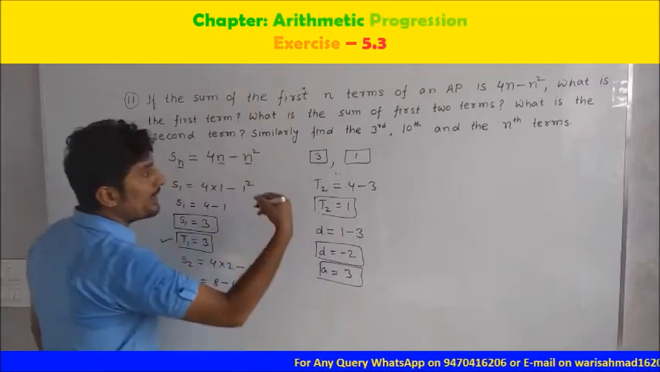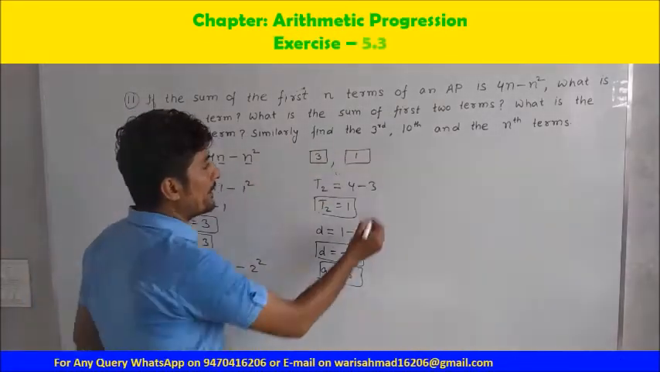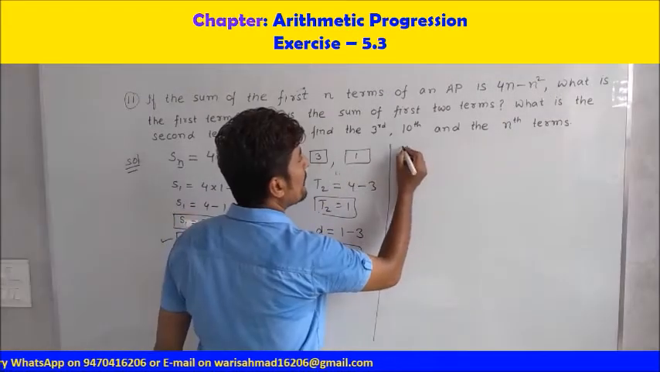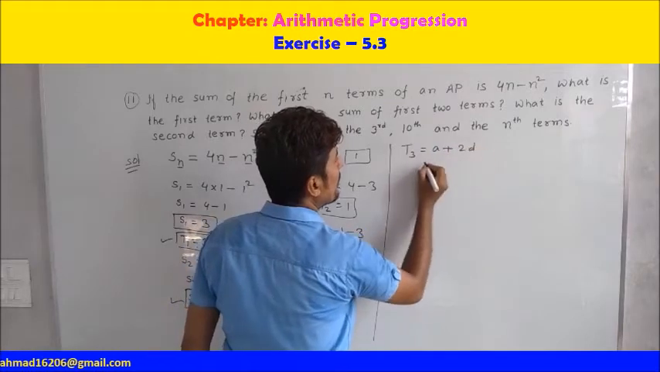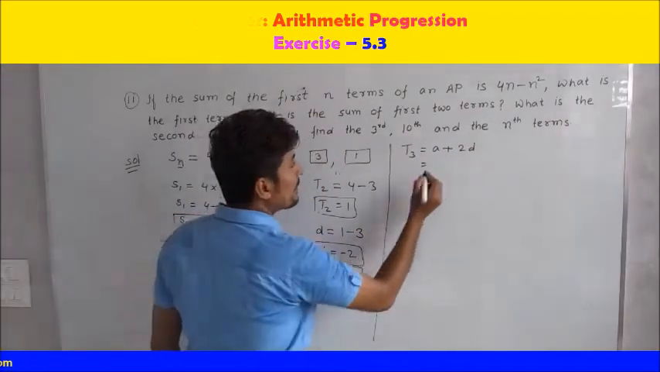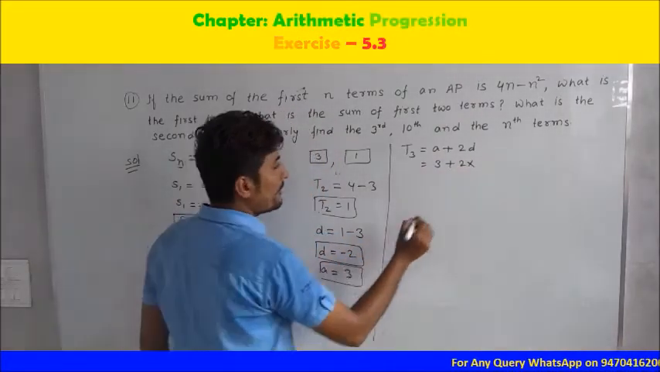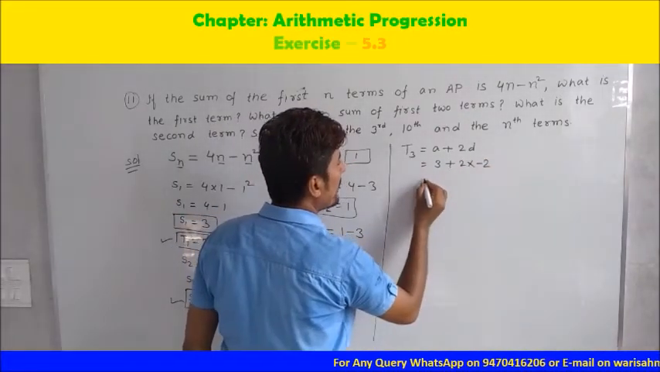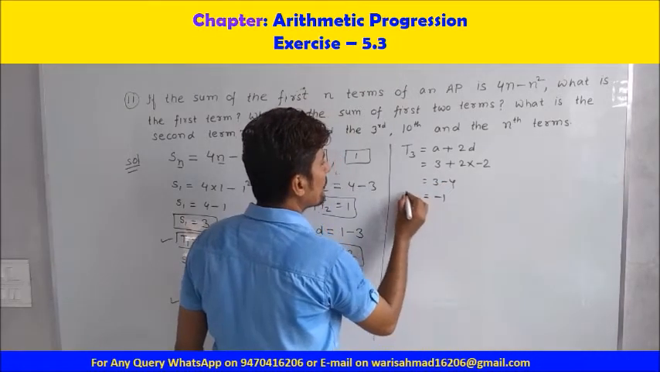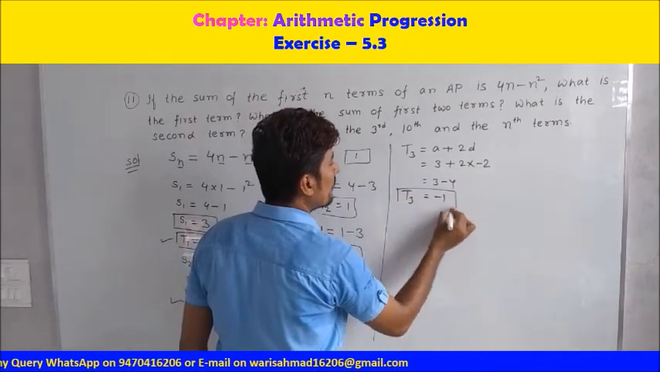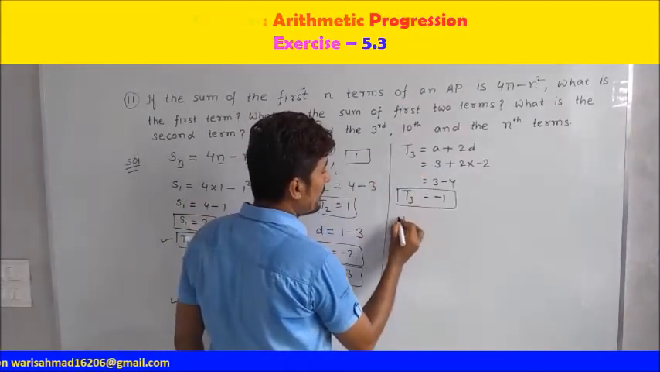Now we can solve the next question. Similarly, find the third term of the AP. So we are going to find the third term, meaning T3. T3 equals A plus 2D. The value of A we have is 3, so we can write 3 plus 2 into D. The value of D we have is minus 2, so we write 3 plus 2 into minus 2, that is 3 minus 4, and finally we get minus 1. So T3 equals minus 1. Then we have to find the 10th term of the AP.